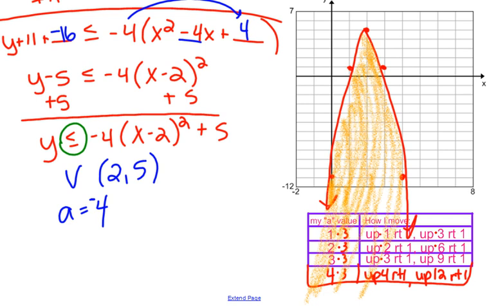If it was really close to the line and you weren't sure if you should pick it, pick a point that's not on the parabola, like let's say 0, 0, and plug it into the original problem, and it should make a false statement in our case, and then you know for sure if you shaded right. Hopefully that all made sense to you. If not, make sure you ask for help tomorrow.